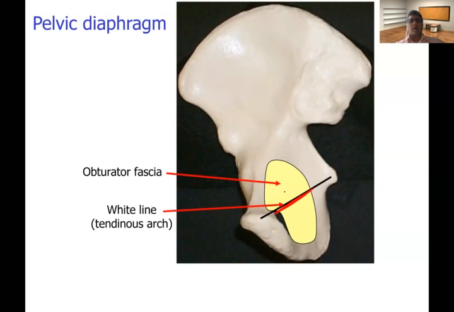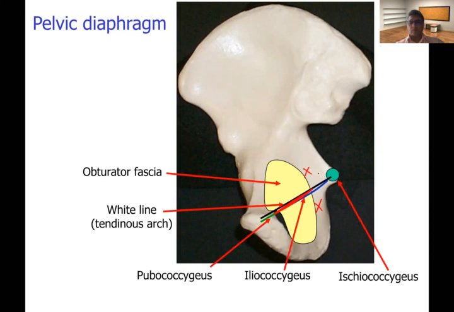And this is the area across which the pelvic diaphragm is attached. And below this, you get the perineum. Above that, you get the pelvic cavity containing pelvic organs. Then, the three muscles that we mentioned that contribute to form the pelvic floor, pelvic diaphragm, are here. You can see pubococcygeus muscle in front, iliococcygeus muscle in the middle, and ischio-coccygeus muscle at the back.